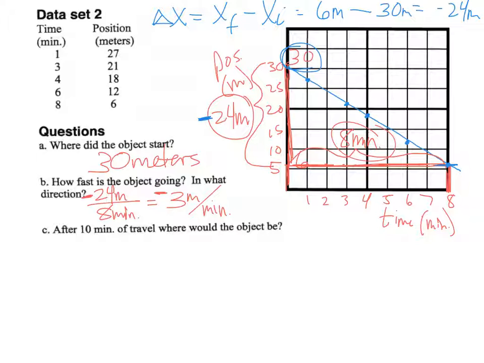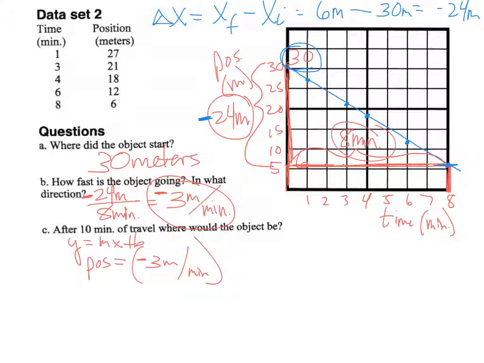To letter C. After 10 minutes, again, if we look at the graph, it only goes out to 8 minutes. I don't know where it's going to be in 10 minutes. So I'm going to have to do some figuring here. We're going to need the y equals mx plus b again, and I have to rewrite this equation. Position equals, because the y part is the position. The m part is the slope. That's a negative 3 meters for every minute, and I'll put that in parentheses.